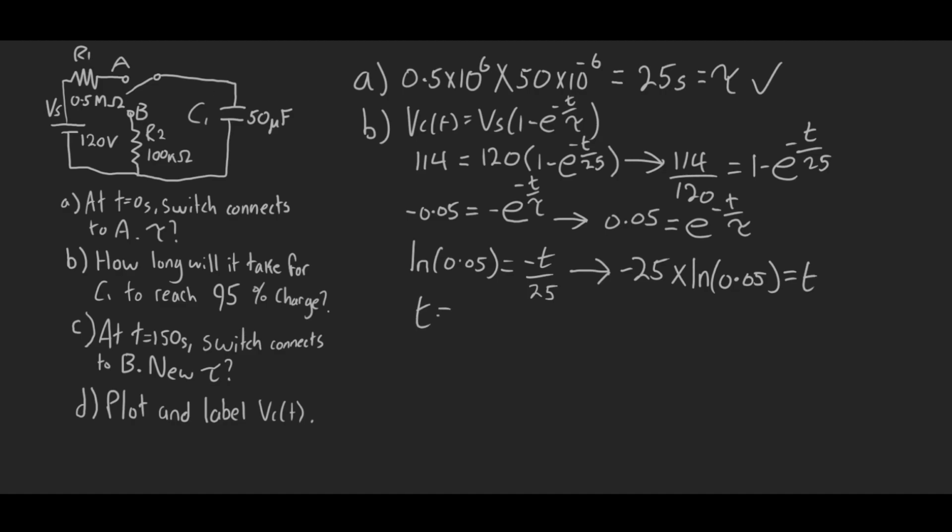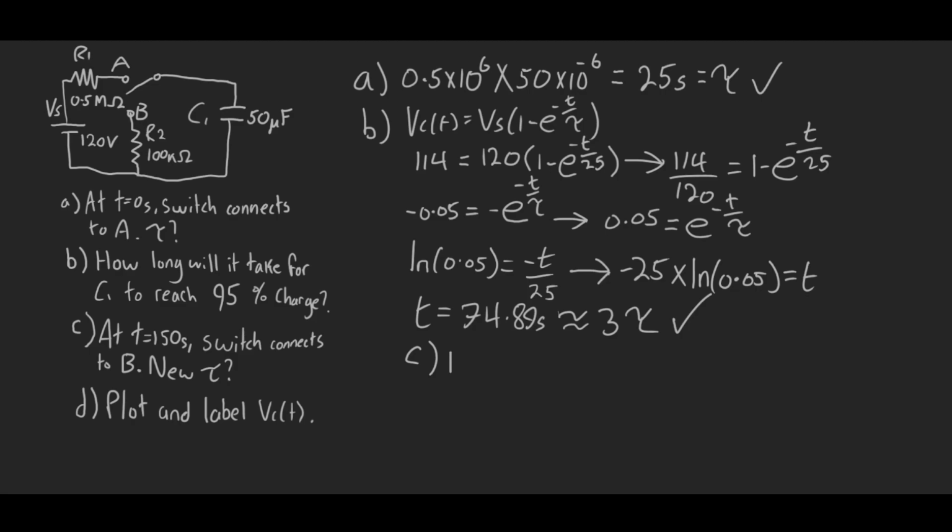Now t is equal to 74.89 seconds, which is roughly equal to 3 time constants. That's the solution for B. Now for C, at t equals 150 seconds, the switch connects to B. That means this is a discharging operation.